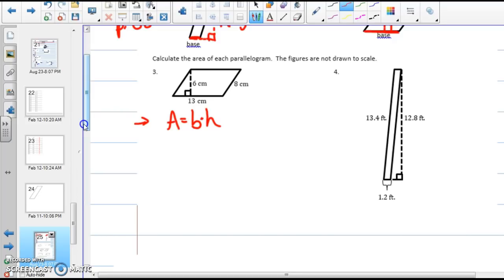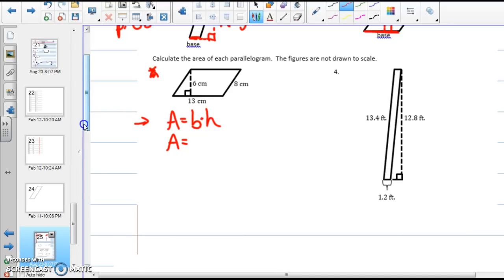Okay, the correct answer for number 3 was 78 square centimeters. So if you did not get that, I want you to mark it wrong, and then you're going to correct it with me now. The first thing you should have done is written the formula A equals B times H. The second step is where we're going to replace the base with the number and the height with the number and then solve it.